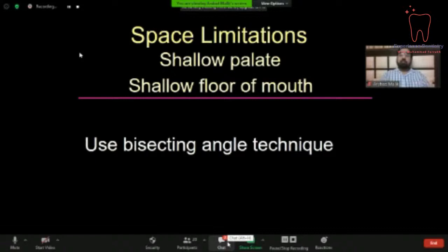Using the bisecting technique, it is better when there is space limitation and you cannot place the instrument for the parallel technique, that you use the bisecting technique. And that is by the other angle.